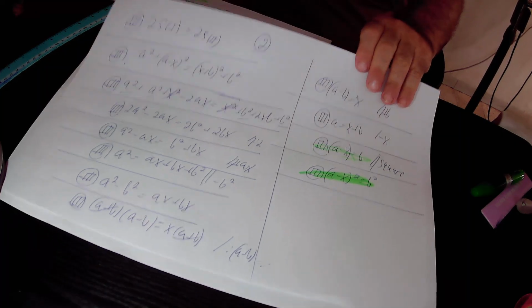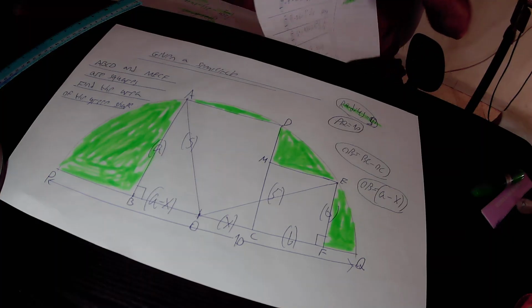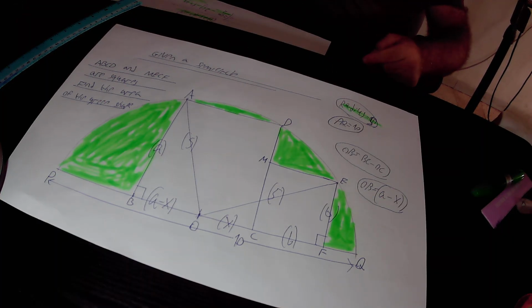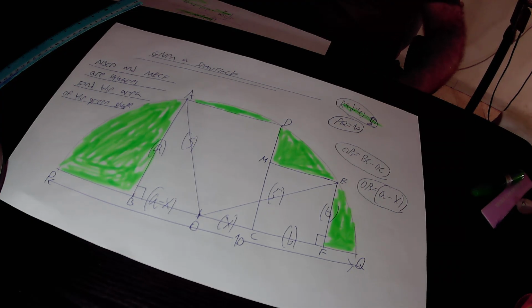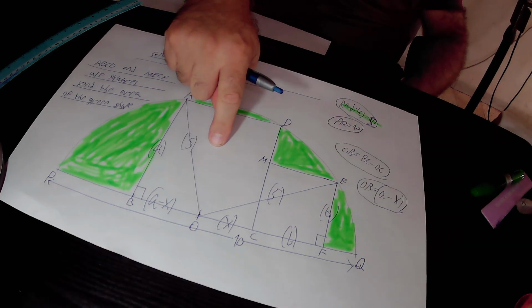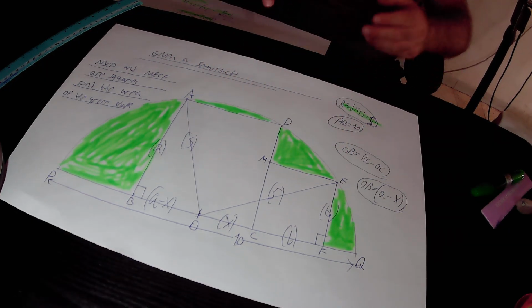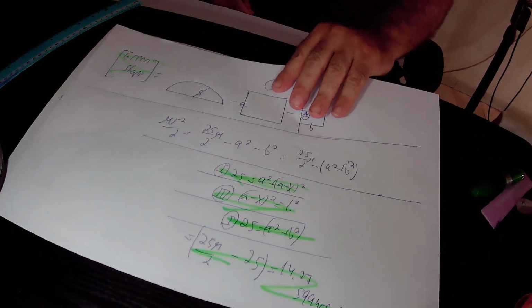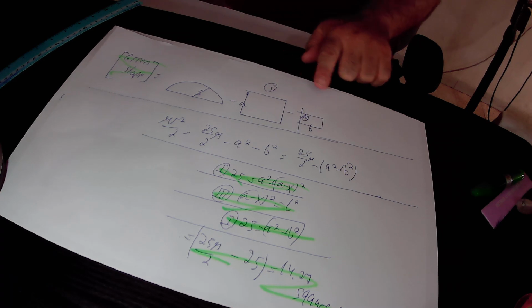Again, according to equation 3, a minus x squared equals b squared. Our task is to find the area of this green shape. So what is the area of the green shape? From the diagram, it is very easy to see that the area of the green shape in total equals the area of the big semicircle minus the area of the big square minus the area of the small square.